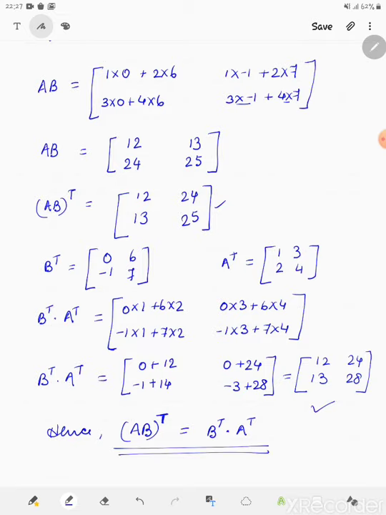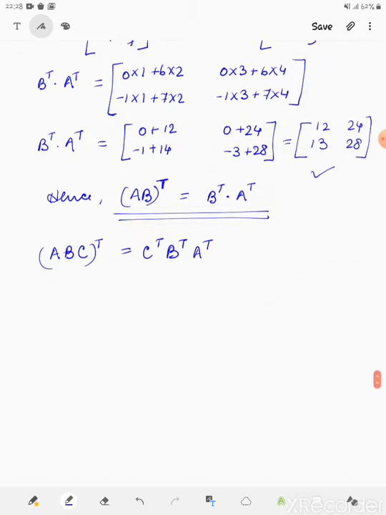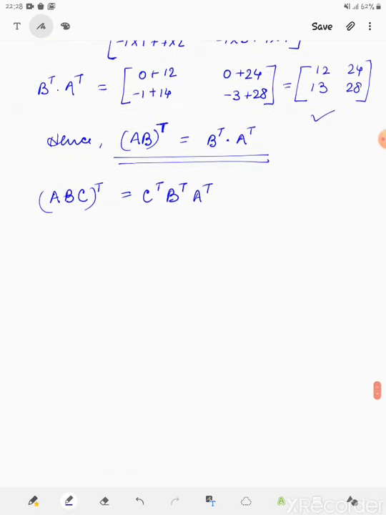ओके. इसी तरह से हम ये भी कह सकते हैं कि जब हम तीन मैट्रिक्स ले रहे हैं A, B और C, इन तीनों का अगर गुणाफल करके हम ट्रांसपोज करते हैं तो हमें क्या मिलेगा? ये बराबर होगा C transpose into B transpose into A transpose. So the transpose of the product of three matrices will be equal to what? The product of C transpose, B transpose and A transpose. You can also verify it by a similar example. Right? So that was a third property.